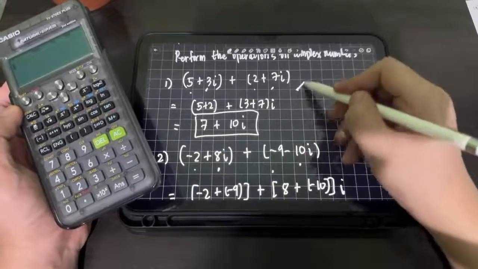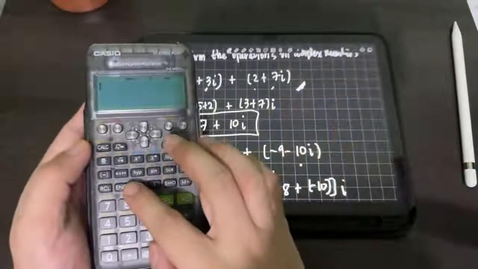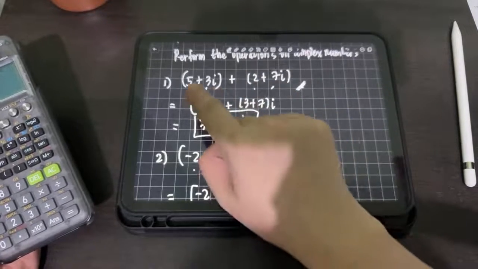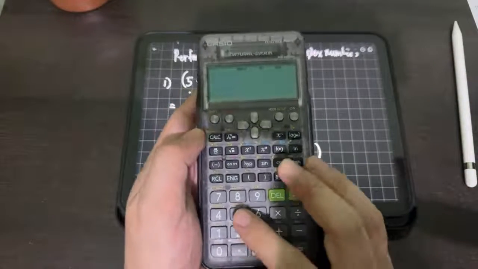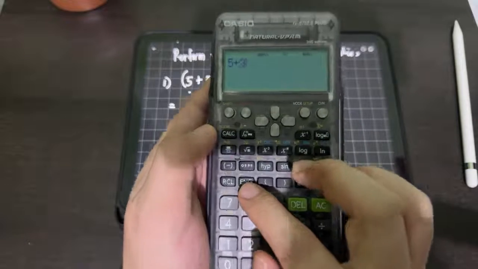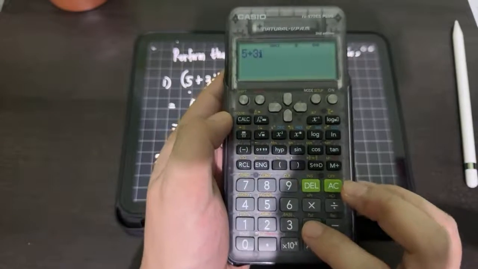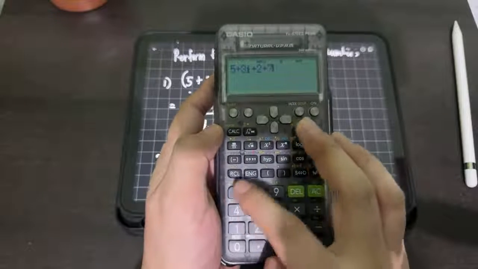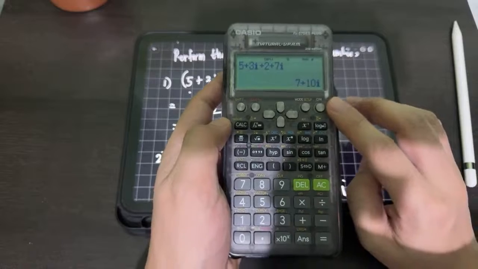So you will just need to input this 5 plus 3i plus 2 plus 7i. Okay? So you have actually no need to put parentheses if it's just addition. So you can just put 5 plus 3i plus 2 plus 7i without the parentheses. Okay, so 5 plus 3i. The i is located here, as you can see. Okay, press this button. Plus 2 plus 7i. So 2 plus 7i. Press equal. So 7 plus 10i.